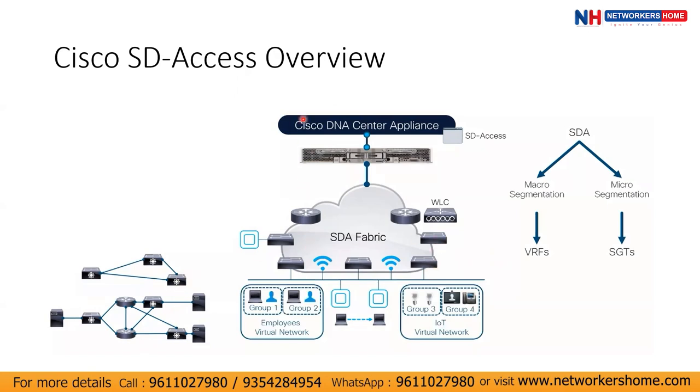So same like here in this diagram, you can see we have group one, group two, and we have a virtual network of employees, and we have a virtual network of IoT, right? And we have group three and group four. So in group three, we have two bulbs. In group four, we have one IP phone and one meeting console, right? Here in group one, we have one laptop, and in group two, we have another laptop with a user.